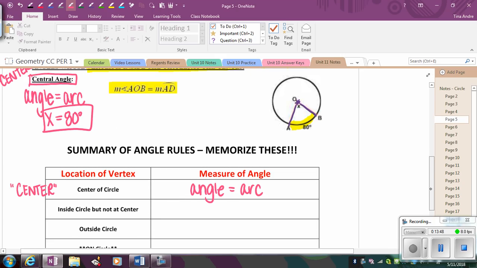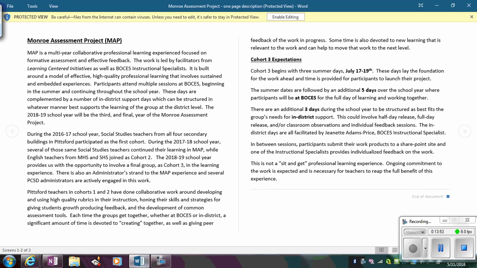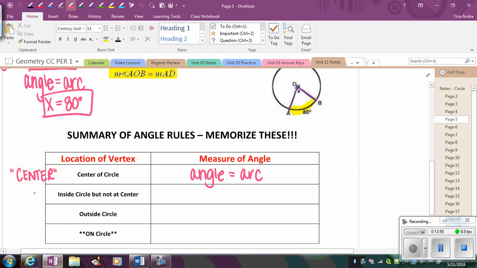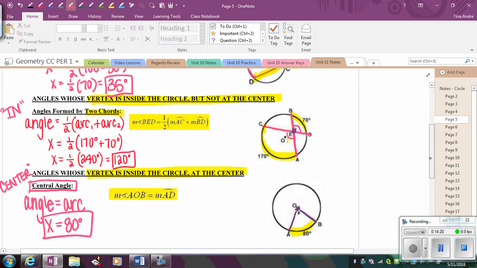Then we had inside the circle, but not on the center. Let me get back to that page. I call these in angles, meaning the vertex is in the circle but not on the center. So the angle is going to be equal to 1/2 the sum of the two arcs. This is when you have the X, or the vertical angles. So I call these the in angles if I go back and label. And you have to do the average because you have the vertical angles.